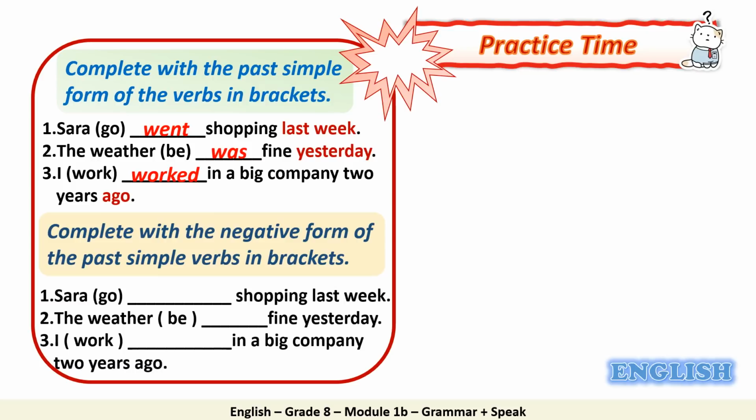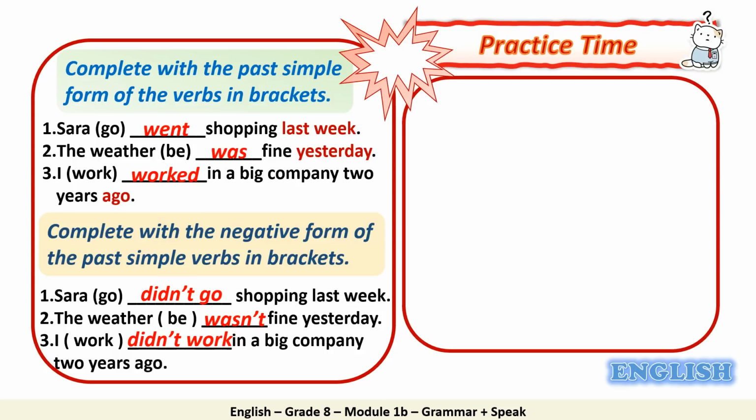Now complete with the negative form of the past simple verbs in brackets. Well done. Sarah didn't go shopping last week. The weather wasn't fine yesterday. I didn't work in a big company 2 years ago.